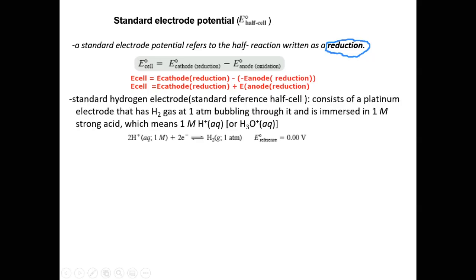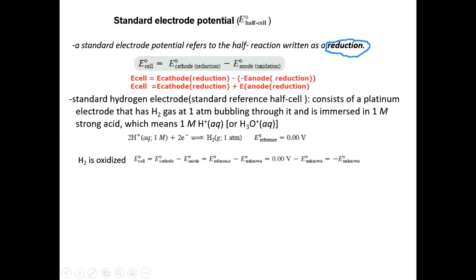And so the way we determine these cell potentials is by using a standard hydrogen electrode as a reference cell, which consists of an inert platinum electrode, has hydrogen gas at 1 atmosphere bubbling through it, and is immersed in a 1 molar strong acid solution. And so this is our reference electrode, which has 0 voltage. So it's how we can determine the cell potential of everything else.